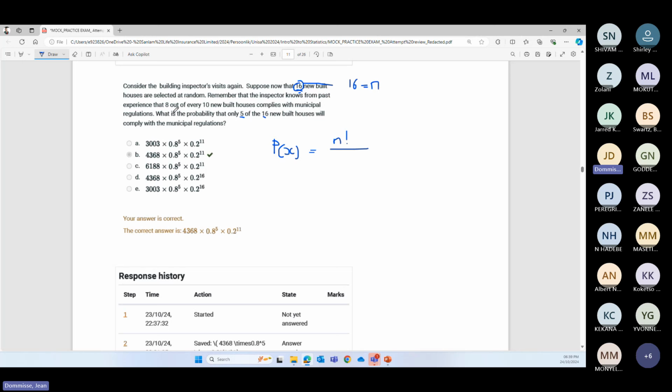This is what the pi is. So that is the 8 divided by 10, which will give you 0.8. And then that will probably be the x that we're looking at.